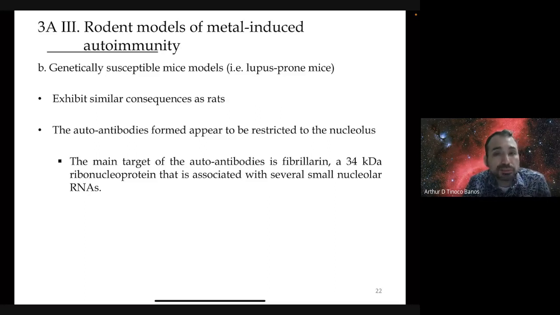For instance, lupus-prone mice. I'm not giving you a specific type of mice model here. The mice models exhibit similar consequences as rats. For instance, you have the autoantibodies that form, although in this context they seem to be restricted to the nucleolus. The main target of the autoantibodies is fibrillarin, a 34 kilodalton ribonucleoprotein that is associated with several small nucleolar RNAs.